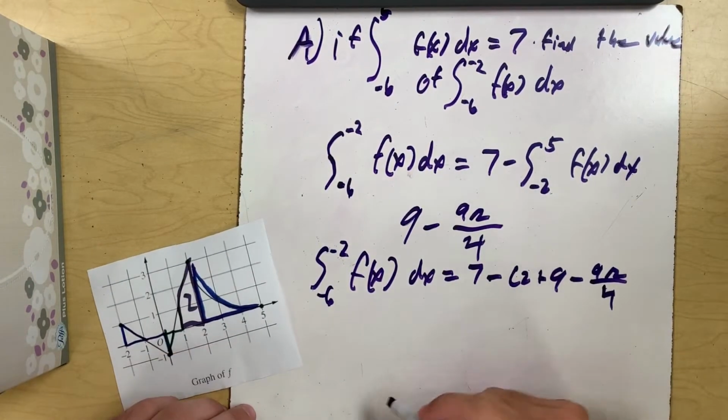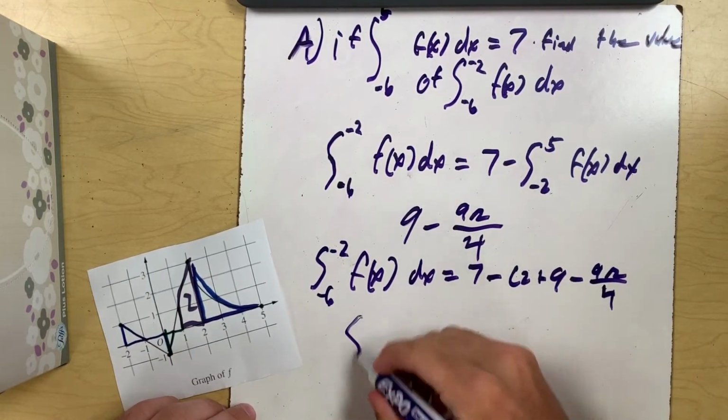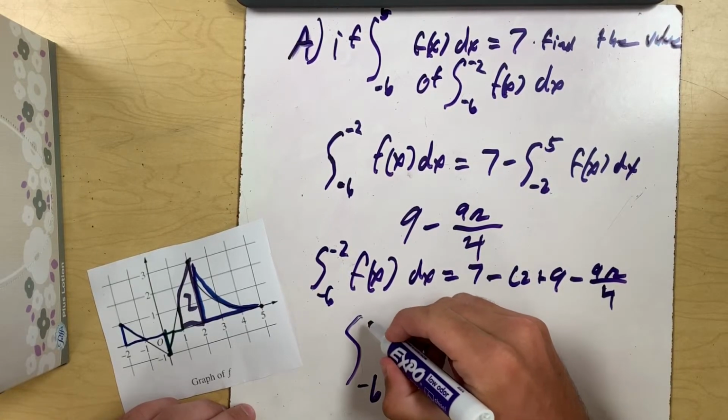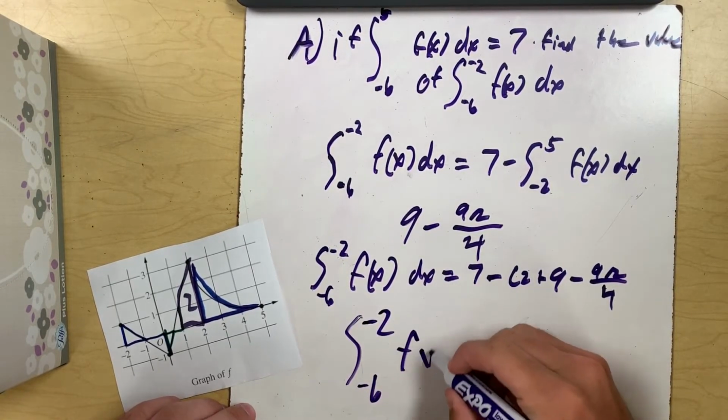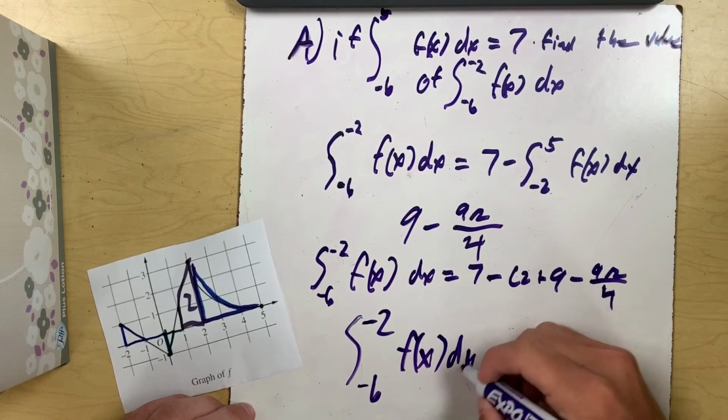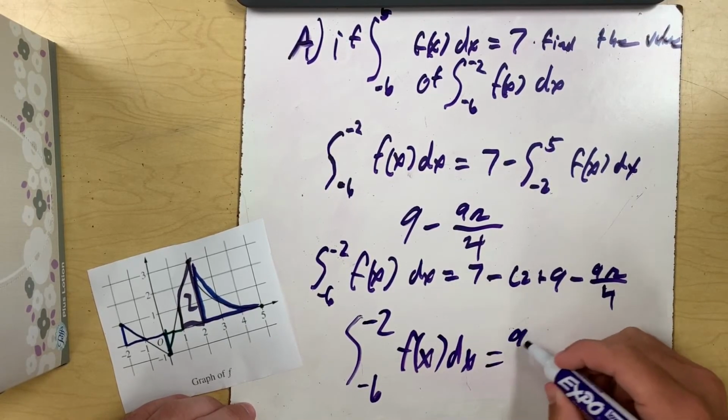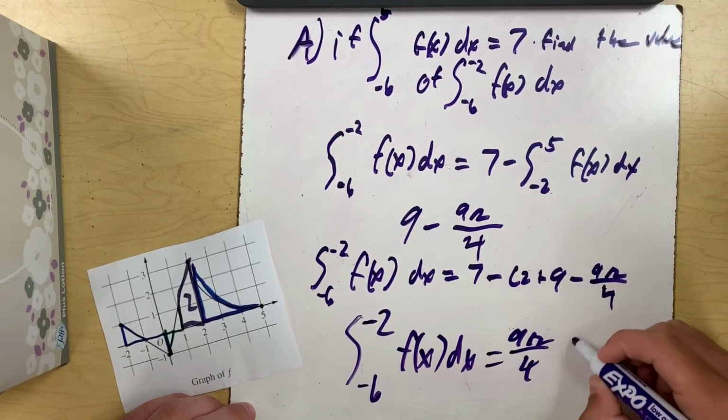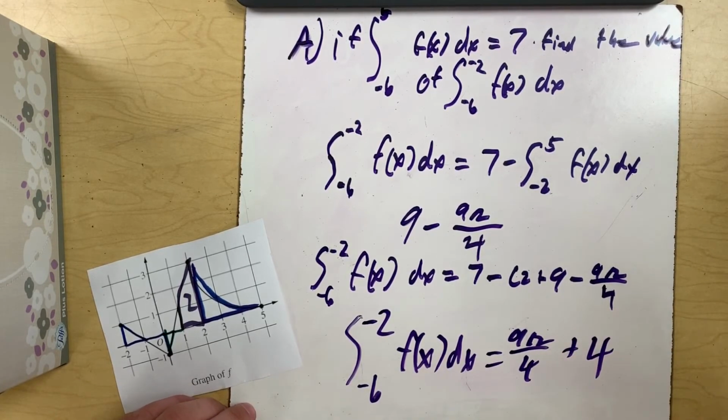Then if we simplify this, the integral from -6 to -2 of f(x) dx would equal 9π/4 + 4. And that is the final solution.